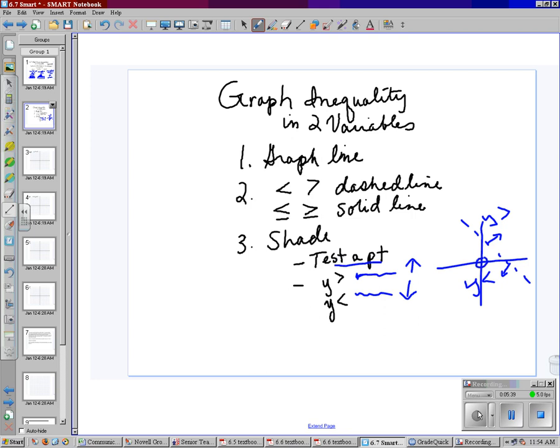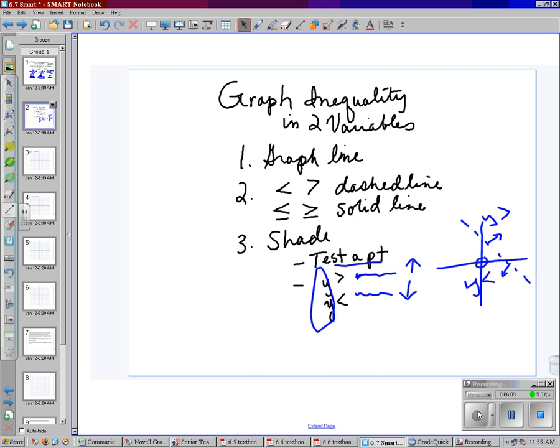That only works when y is on the left-hand side and it's in y equals mx plus b format. It's got to be y greater or y less. Everything else has to be on the right-hand side. Then you can use that nice little shortcut to say, oh, greater goes above the line, less than is shaded below the line. And we'll go through and do a few of these so that you can see that happening.